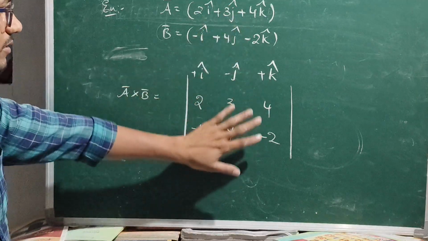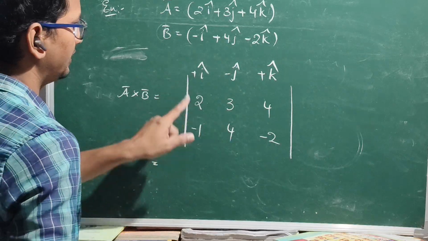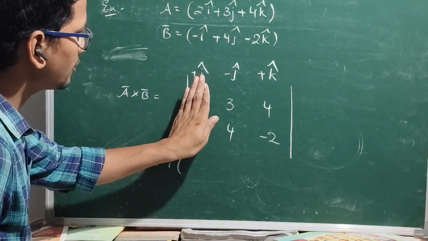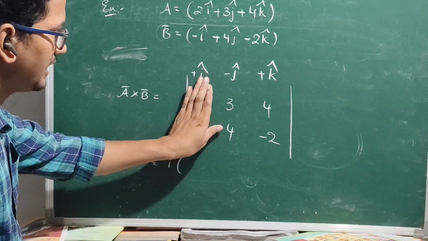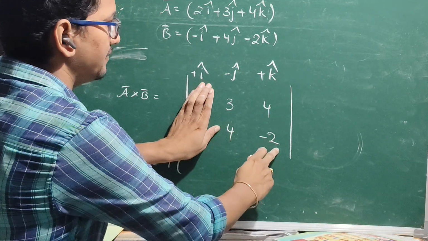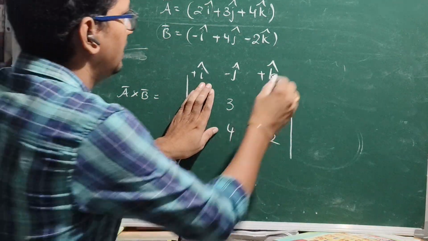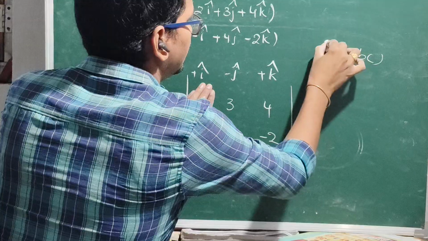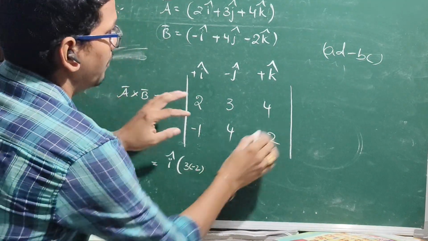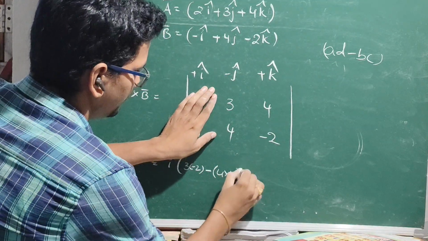Okay, we can write the magnitudes first. We will find it easily. See, first of all we want to find i cap. Be careful. You can close the i cap column. What are the remaining terms? A, B, C, D. Okay, what is the formula? AD minus BC. This is the formula. A into minus 2 minus B into C, 4 into 4.